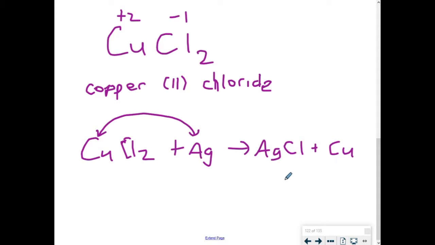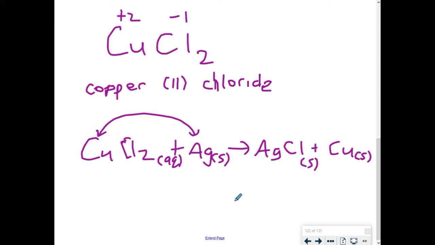One of the things I did notice when I was marking labs is that some kids were forgetting to put down a state of matter. As an example, silver should probably be solid, and so should copper. That's its standard state of matter. CuCl2, copper 2 chloride, you could probably figure that out by using that table that tells you whether things are aqueous or solid. If you have that table or know where to find it, I'm pretty sure it's aqueous. And silver chloride, I believe, on that table is solid.